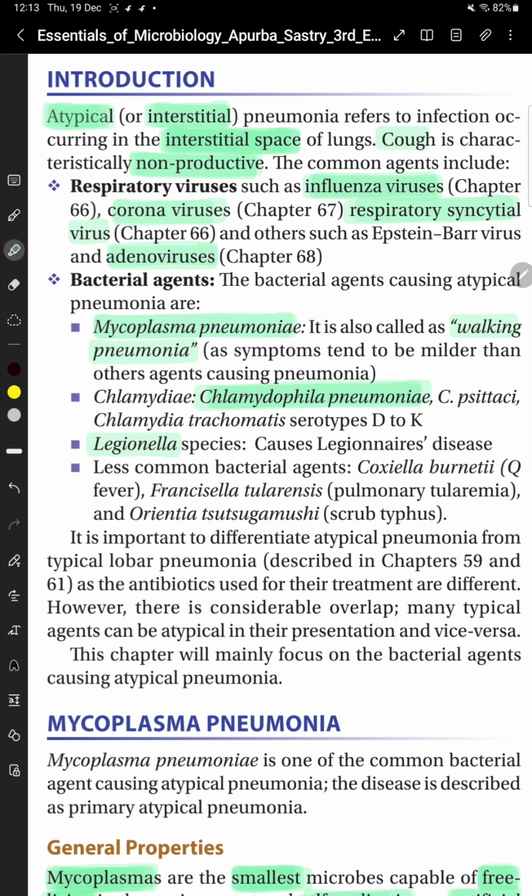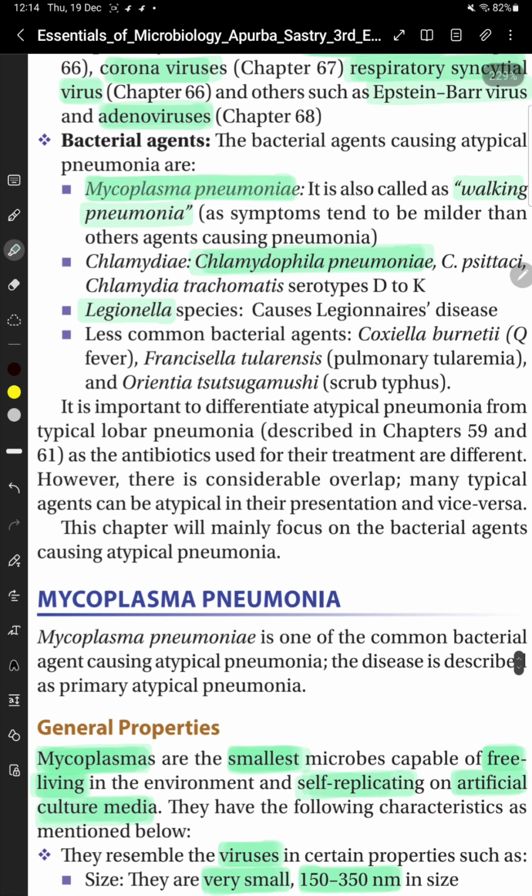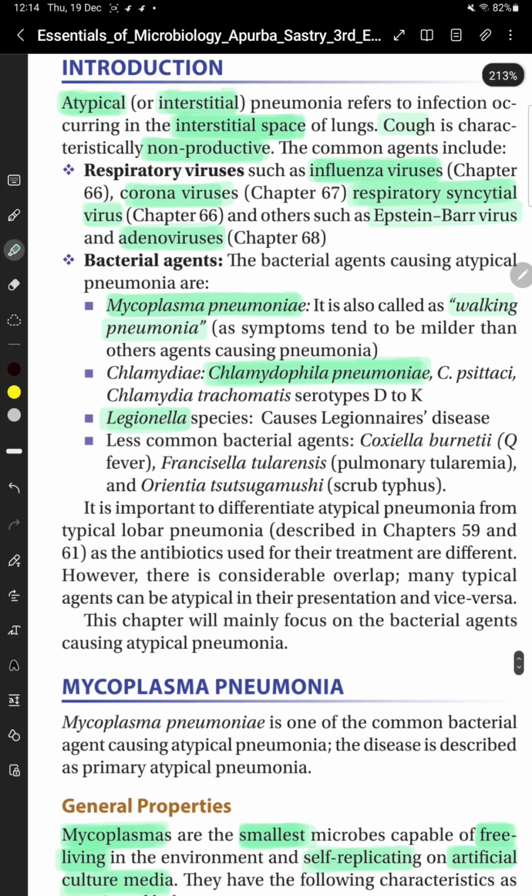The agents of atypical pneumonia are respiratory viruses like influenza virus, coronavirus, RSV, that is respiratory syncytial virus, Epstein-Barr virus, and adenovirus. The bacterial agents causing atypical pneumonia are Mycoplasma pneumoniae, Chlamydophila pneumoniae, Legionella species, that is Legionella pneumophila. So the etiological agents are respiratory viruses or atypical bacteria like Mycoplasma pneumoniae, Chlamydophila pneumoniae, and Legionella pneumophila.